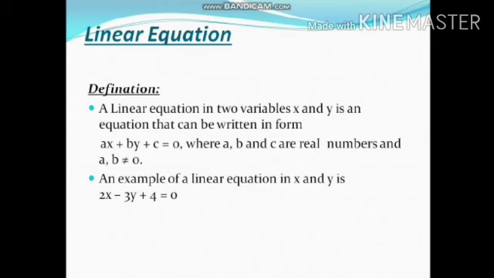If a and b are equal to 0, then the equation will convert into a constant, that is c = 0. So there is a condition for a linear equation that a and b should not be equal to 0. This is an example of a linear equation: 2x - 3y + 4 = 0, where x and y are the variables, 2 is the coefficient of x, -3 is the coefficient of y, and 4 is the constant term.